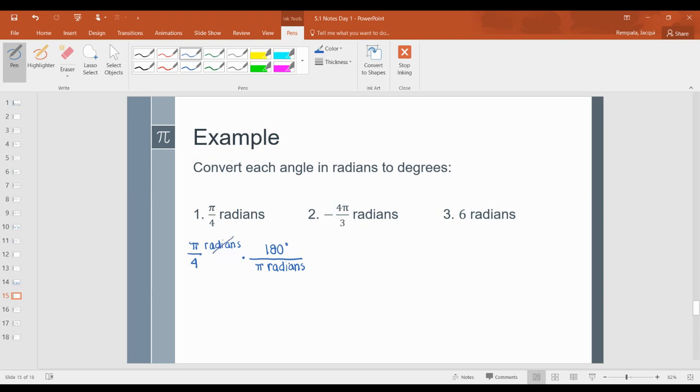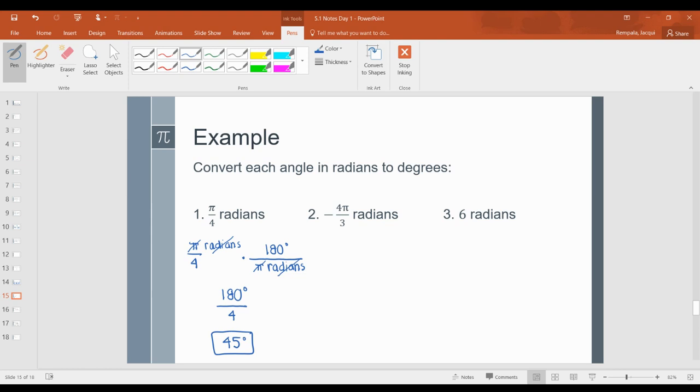Notice that not only then do the radians cancel, but also, in this case, the pi's cancel as well. When I multiply straight across, the only thing I'm left with on the top is 180 degrees. The only thing I'm left with on the bottom is 4, and I can divide. 180 degrees divided by 4 is going to give me 45 degrees. And don't forget your symbol for degrees.